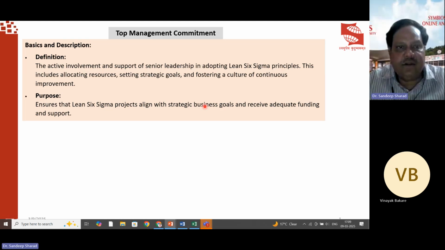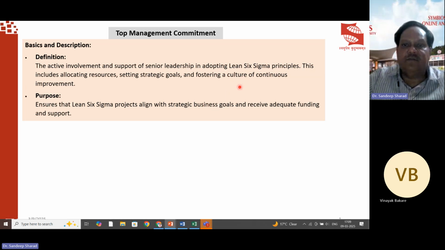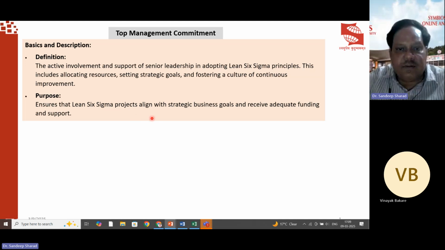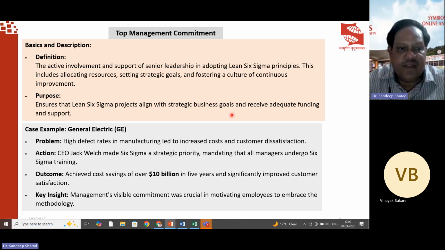First, start with top management commitment. The basics: the active involvement and support of senior leaders in adopting the Lean Six Sigma principles. This includes allocating resources, setting strategic goals, and fostering a culture of continuous improvement. It ensures that Lean Six Sigma projects align with strategic business goals and receive adequate funding and support.